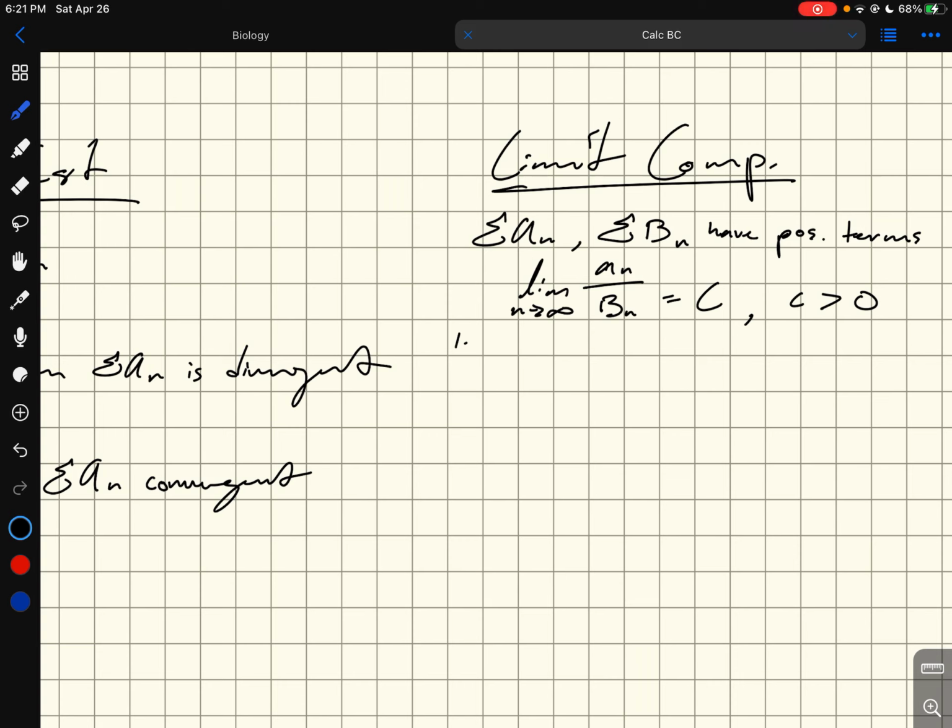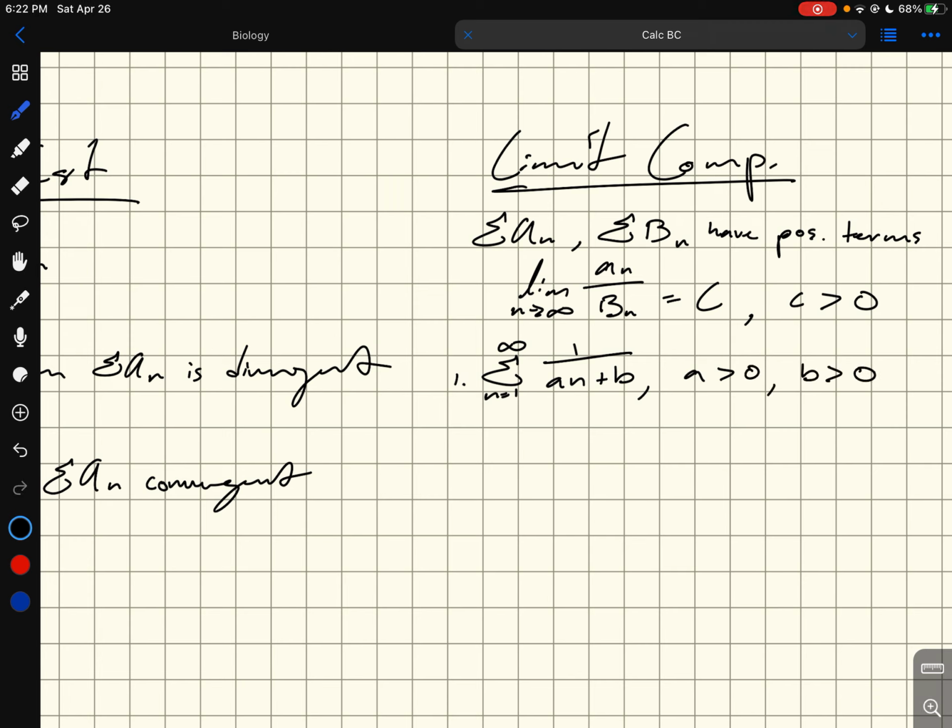So this one, let's do a practice problem. Let's do a general one. Let me move this down so I have room. So I've got the summation from n equals 1 to infinity of 1 over (a times n plus b), where a is a positive number and b is a positive number.